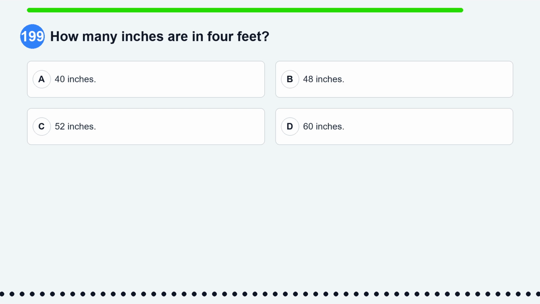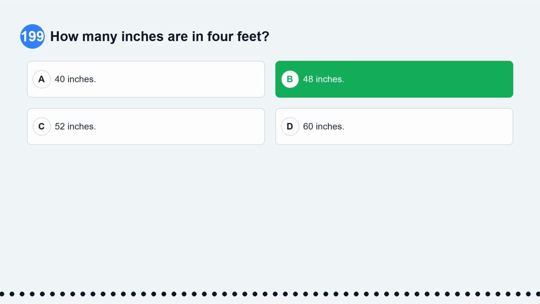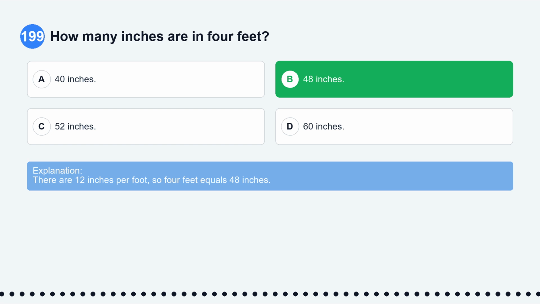Question 199. How many inches are in 4 feet? Option A, 40 inches. Option B, 48 inches. Option C, 52 inches. Option D, 60 inches. The correct answer is option B, 48 inches. There are 12 inches per foot, so 4 feet equals 48 inches.